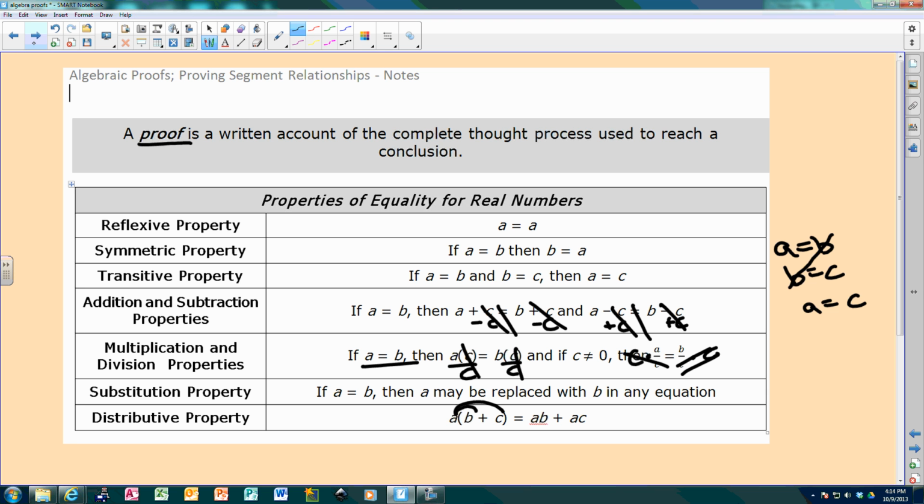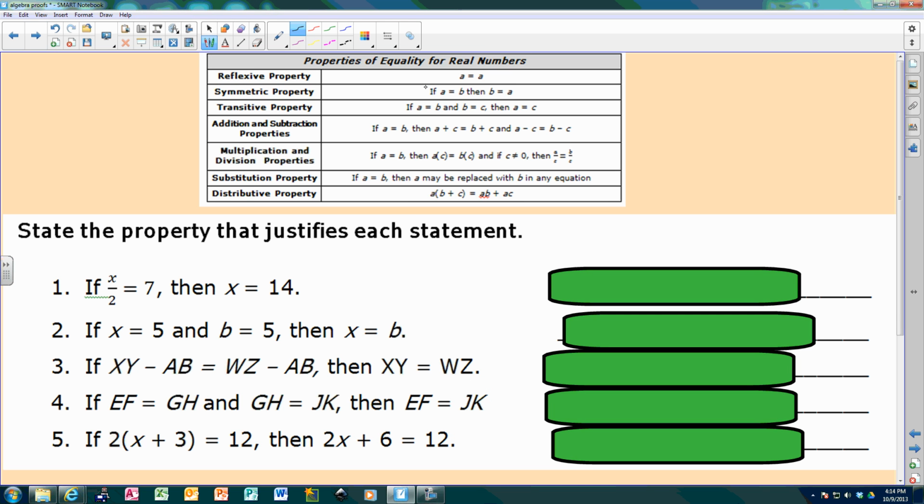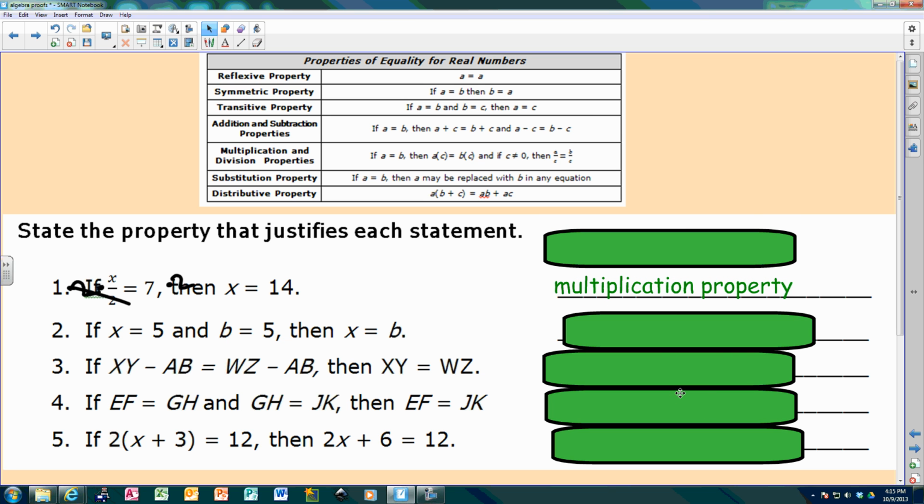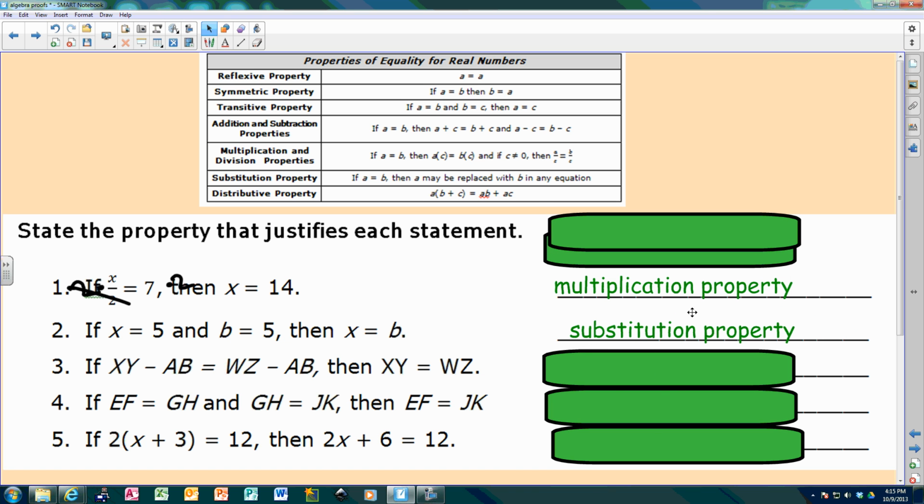So now using our properties, let's get started. So here are all the properties. I just made it smaller. So let's go. If x over 2 equals 7, then x is 14. What do I need to do to get rid of the 2 in the denominator? I would need to multiply both sides by 2 so that I could get x equals 14. So your property would be the multiplication property. If x equals 5 and b equals 5, then x equals b, because the 5's are going to cancel out. So we use the substitution property.